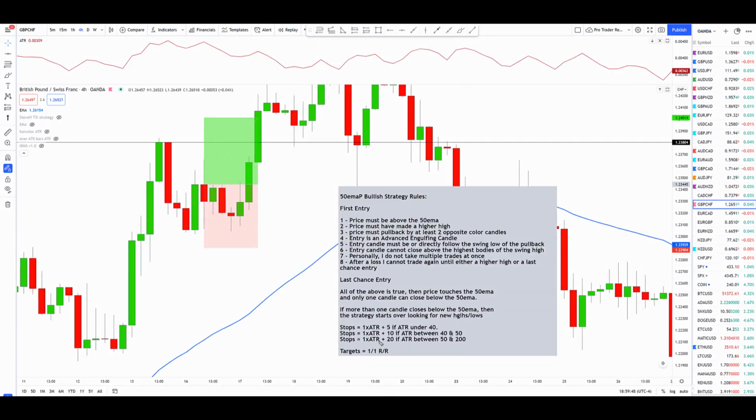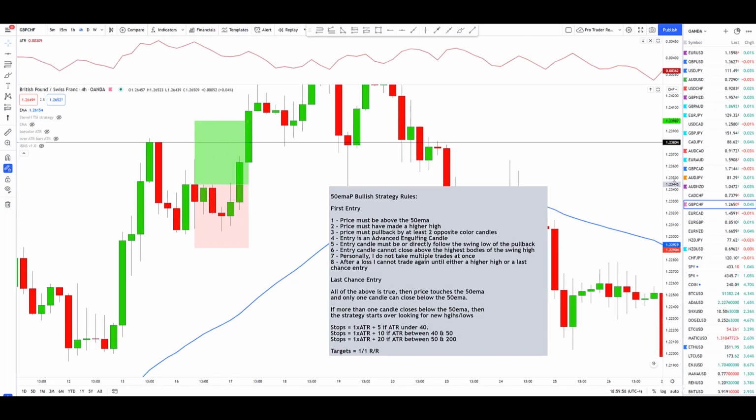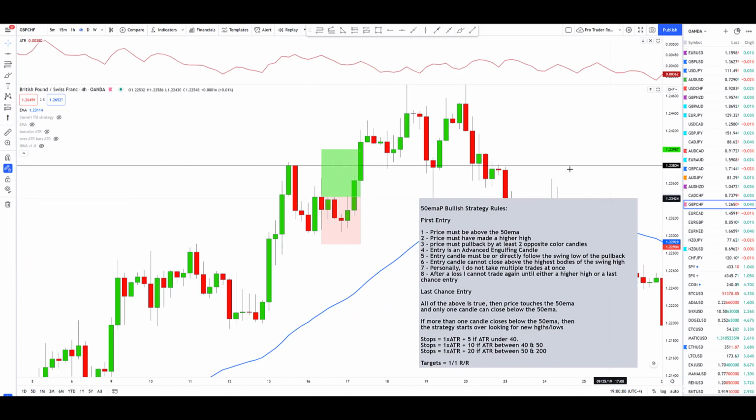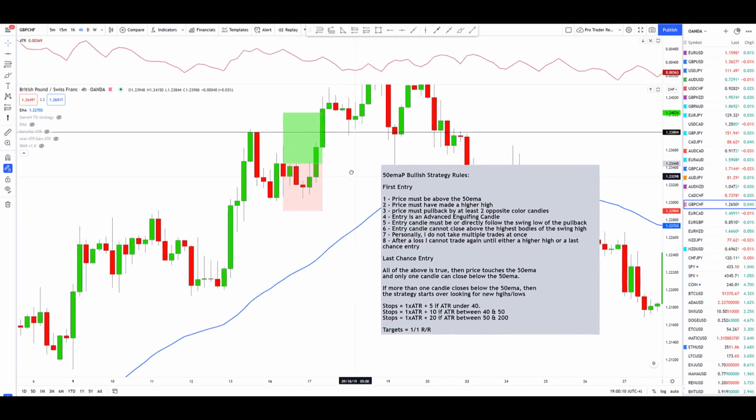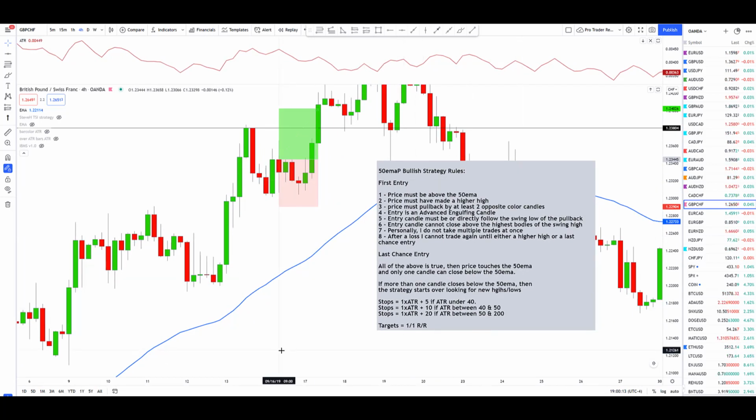Now, for this lesson, just because you're just now learning the strategy, we're going to go with a 1-to-1 reward to risk ratio. As you can see, this specific trade would have gone on to hit targets a little later in this video, or maybe in a later video. I'm not sure when I'm going to put it in yet. We are going to talk about variations of targets so you can get some bigger targets out of these trades. But that is your first entry for the bullish version of 50 EMAP. That's the way we're going to enter a bullish trade for your first entry.